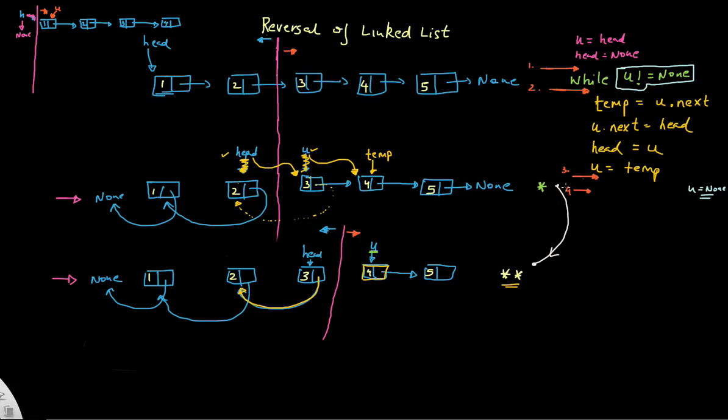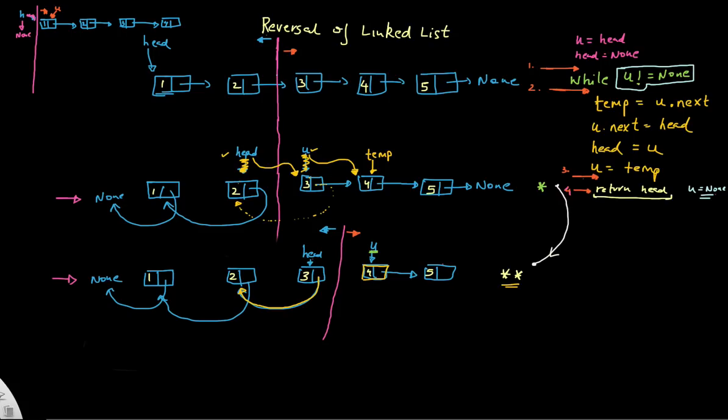Okay, so now the loop actually breaks at this specific point, point four here. At point four, I've got u equals None, and head at this point should be pointing at the very last node, or the new first node, of the entire reversed linked list. So the only thing that remains now is I should be saying return head. Remember, this is not part of the body of the loop. This is outside the body.